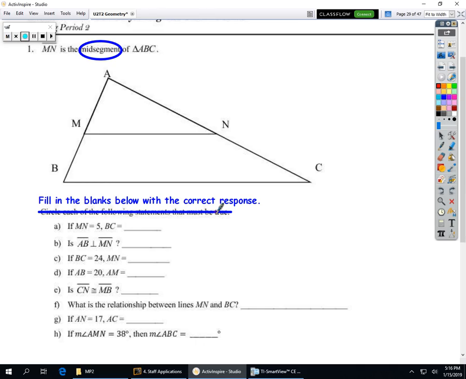So remember, a mid-segment means that this MN side is half the length of the third side BC and also parallel to that side. So if it's half the length, if MN is 5, BC is 10.